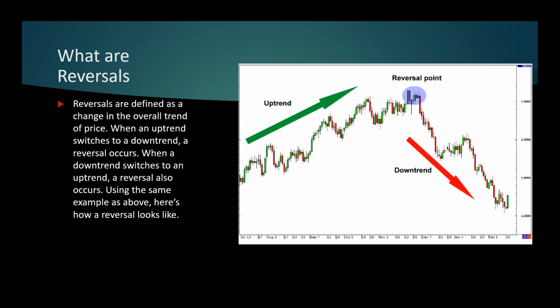Reversals are defined as a change in the overall trend of price. When an uptrend switches to a downtrend, a reversal occurs. When a downtrend switches to an uptrend, a reversal occurs. Using the same examples, here's what a reversal looks like in an uptrend. Price pushes up, we might see some chart patterns here. We might get a bearish engulfing, or you might have a support or resistance line, in this case a resistance line. The price bounces off.